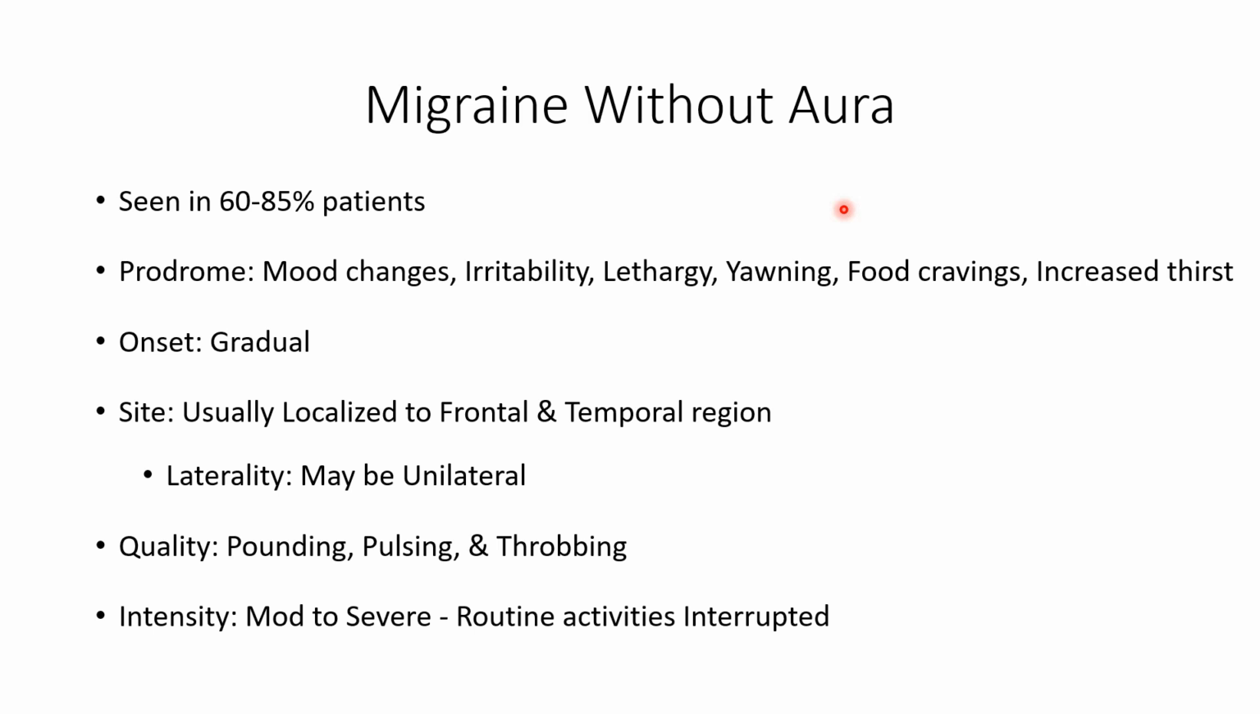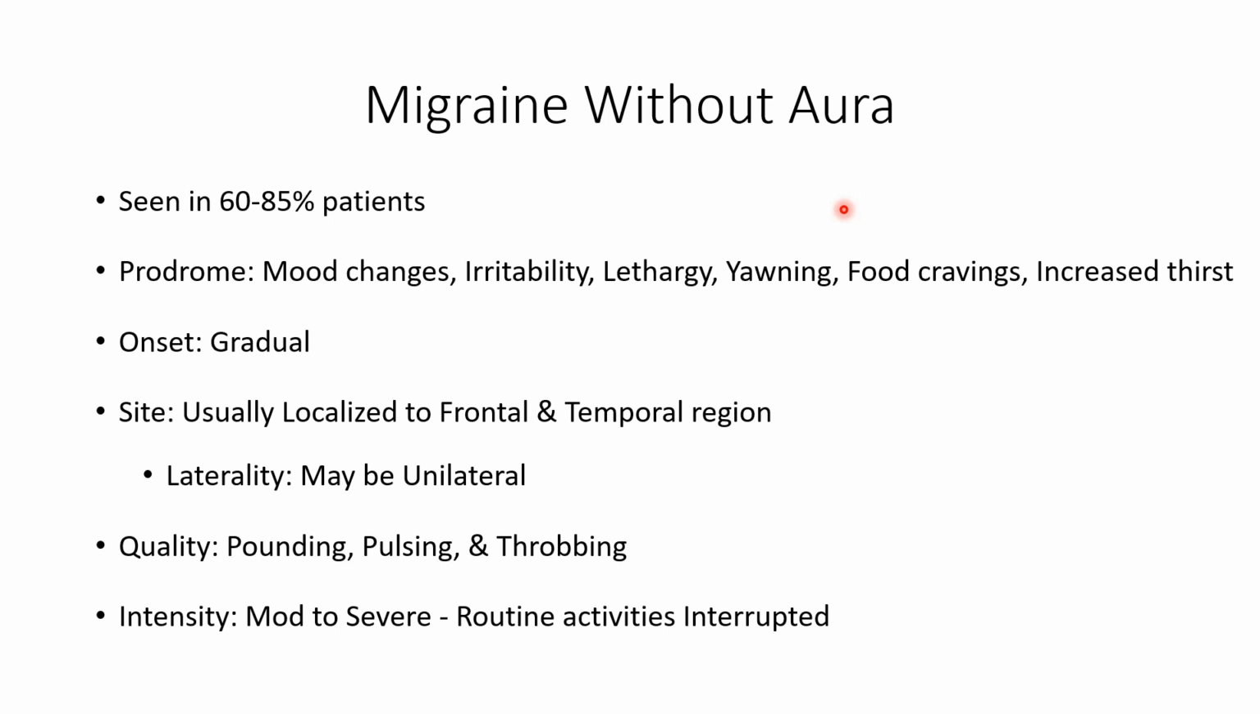So migraine without aura is seen in 60 to 85% of the patients. It has a prodrome that is associated with mood changes, irritability, lethargy. Some children have an increase in yawning, some food cravings, or increased thirst. It is usually gradual in onset, and the pain is usually localized to the frontal and temporal region.